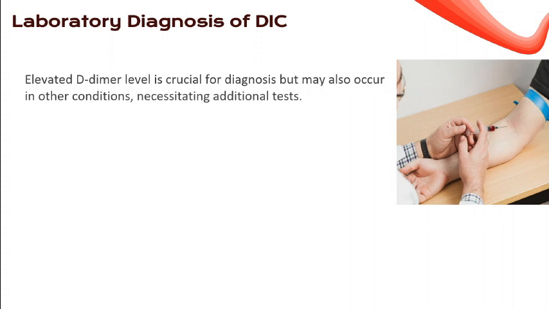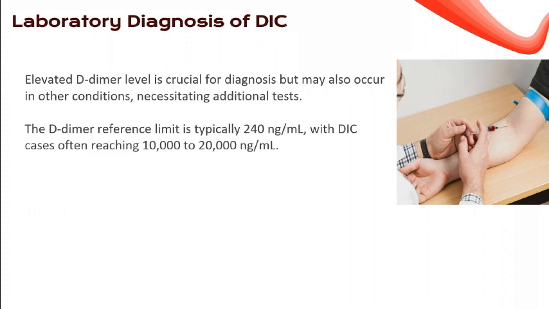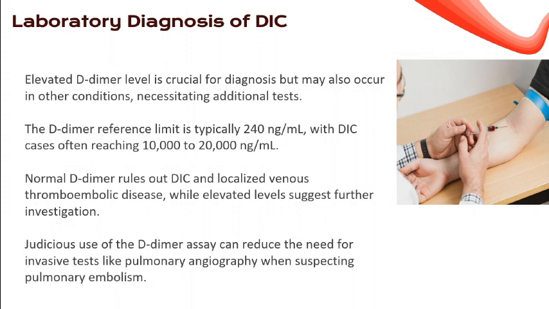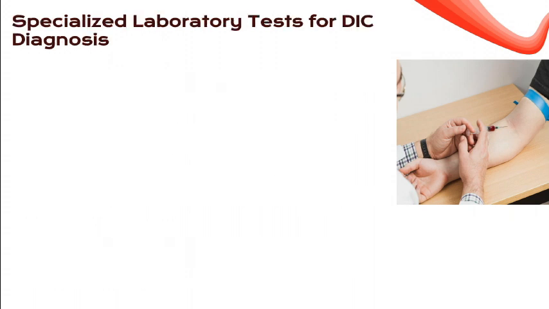Now, let's talk about the MVP of this game, D-dimer. Elevated D-dimer levels are crucial for diagnosis, often reaching heights of 10,000 to 20,000 nanograms per milliliter in DIC cases. But beware, it's a versatile player. Elevated levels can also pop up in inflammation, sickle cell crisis, pregnancy, and renal disease. Here's a pro tip: judiciously using the D-dimer assay can be a game changer. It helps us rule out DIC and localized venous thromboembolic disease without resorting to invasive tests like pulmonary angiography when suspecting pulmonary embolism.